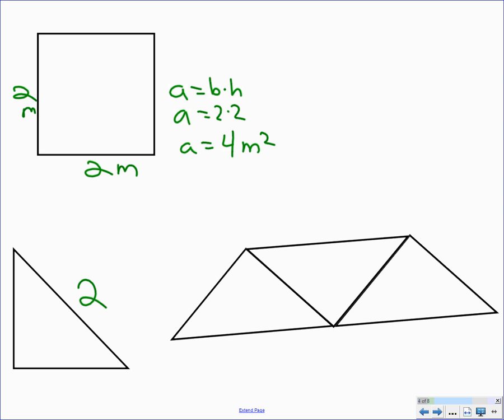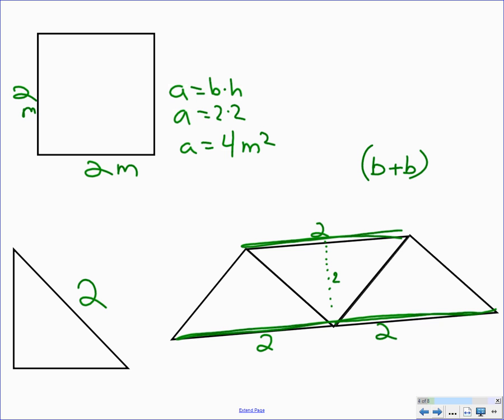Now remember what our original thing was. This is 2, this is 2, and this is 2. And the height from the original square was also 2. So guess how you find the area of a trapezoid? You find this base and this base. In other words, the bases of the triangle, so that's base plus base. You have to do that first. Times height.